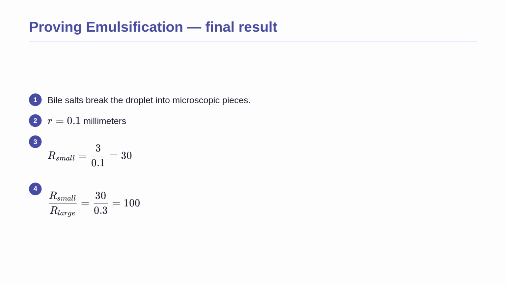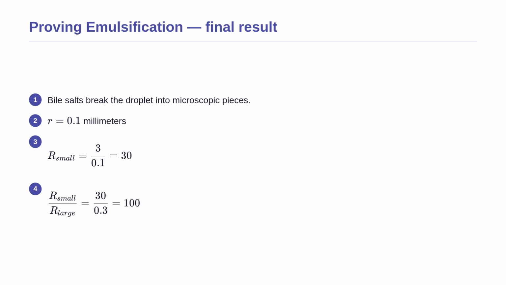Now we will mathematically prove the power of bile salts. After passing into the small intestine, bile attacks the large droplet, breaking it into thousands of tiny droplets, each with a microscopic radius of 0.1 millimeters. Substituting this new radius into our equation, we divide 3 by 0.1, yielding a ratio of 30.